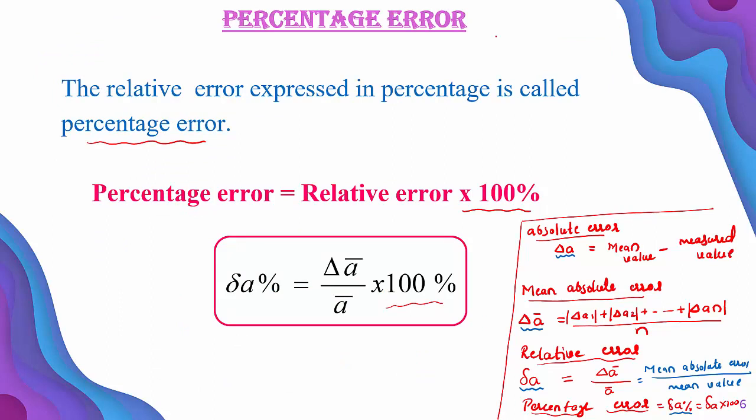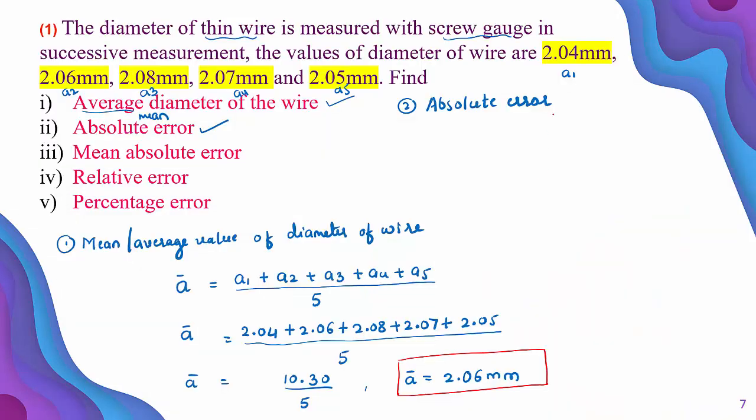You can see these points. Absolute error means what? Delta A is equal to mean value minus measured value, and this is denoted by delta A. Absolute error delta A is equal to mean value minus measured value or observed value.